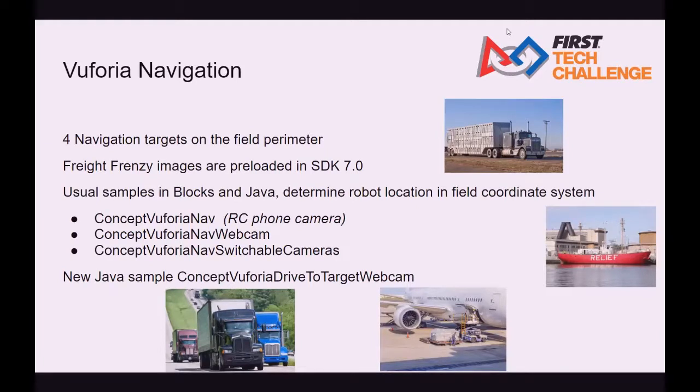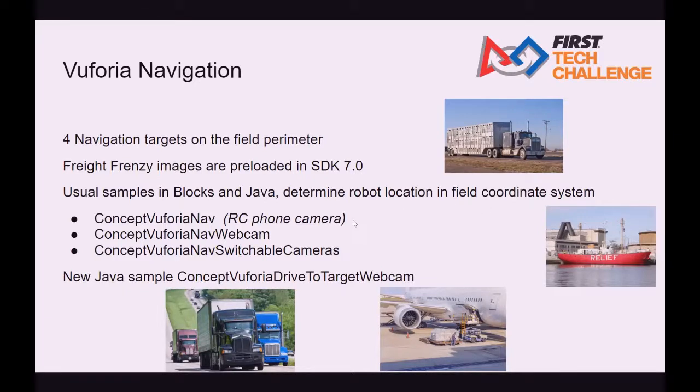Vuforia technology continues to be a part of First Tech Challenge. There are 4 navigation targets on the field perimeter, as you saw in the game video. These Freight Frenzy images are preloaded in the 7.0 SDK, along with the usual sample op modes in blocks and Java. These samples give you the robot's location on the field using the official FTC field coordinate system.